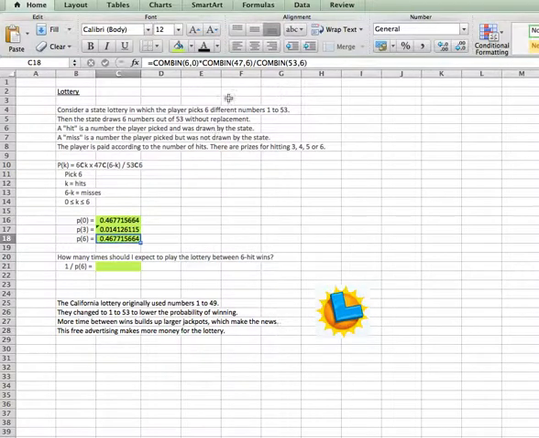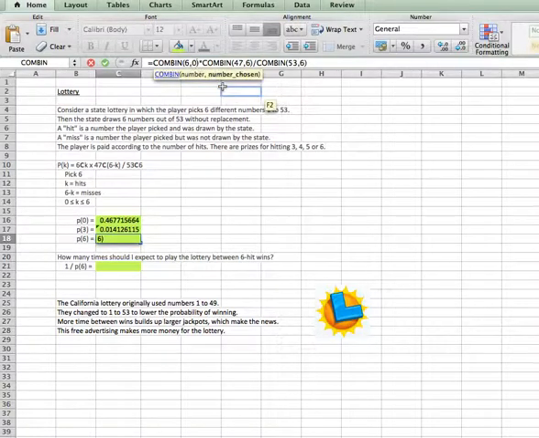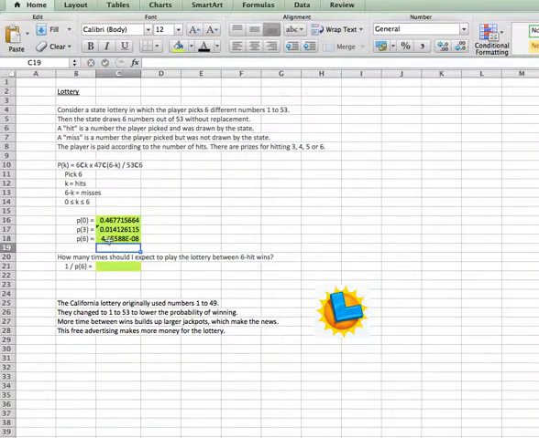Now the next question, what is the chance that I hit the jackpot? I hit all 6. The big prize. And the answer is 4.3 times 10 to the minus 8, a very small number.